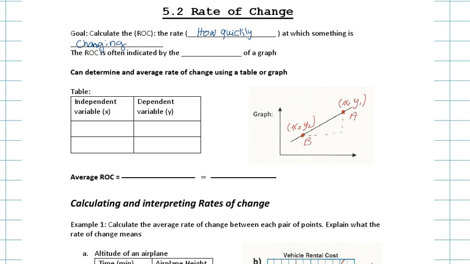So sometimes we refer to it as ROC, just for shortcut instead of writing rate of change. So the ROC is often indicated by the slope of a graph. Okay? So a slope is basically another word for rate of change. Okay? Slope, rate of change, steepness, they mean the same thing. We usually use either the word slope or the word rate of change. So when I'm finding the slope or the rate of change, I have to look at the slope.